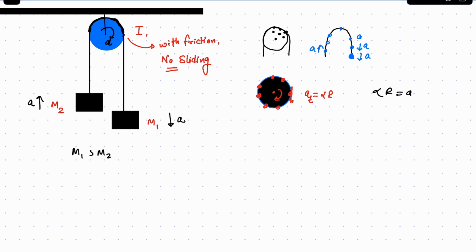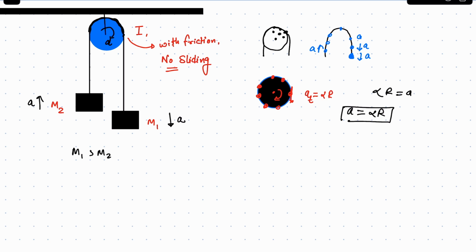So a equals alpha r. This is how we say it. Because a equals alpha r, the relation between the acceleration of this and the angular acceleration becomes a equals alpha r. This is the reason, if we go in more depth, a equals alpha r. This comes because there is no sliding and there should not be any tangential relative acceleration.